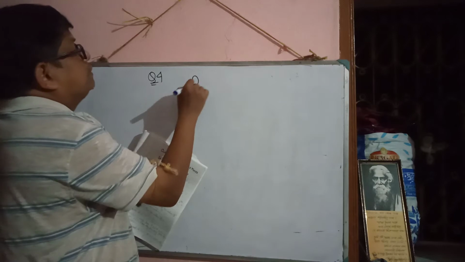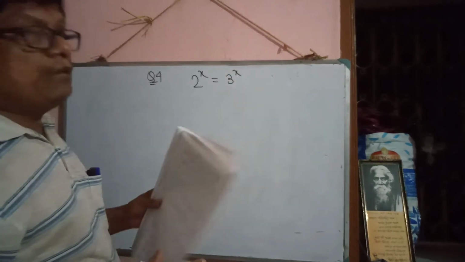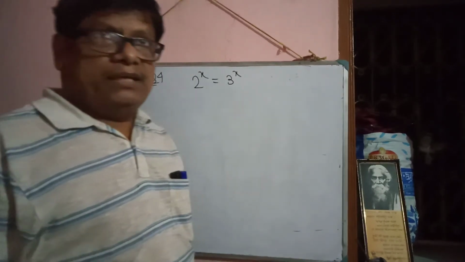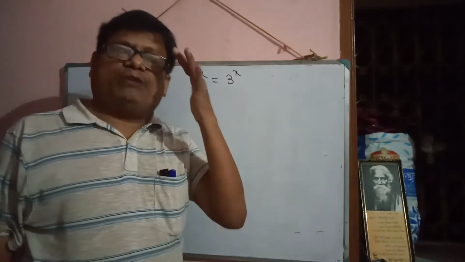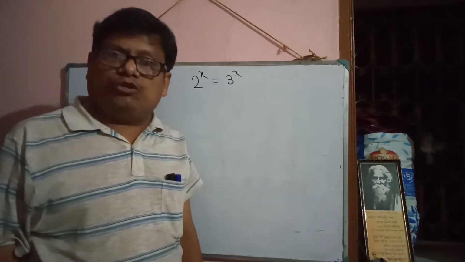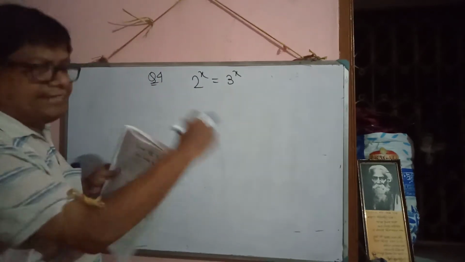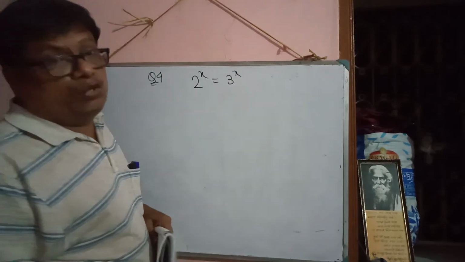Here is given question number 4. 2 to the power x equal to 3 to the power x. Then what is the value of x? Okay. So all of you know a to the power 0 equal to 1, x to the power 0 equal to 1, when x is not equal to 0, all of you know. Already I have discussed. Yes. So this relation is satisfied only when x equal to 0.